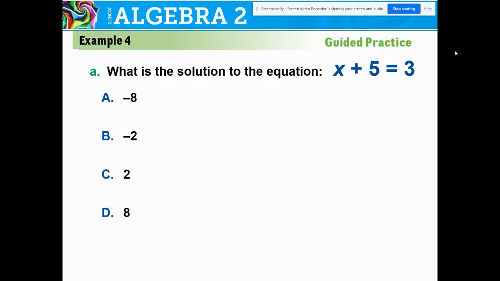Here's another one. What is the solution to this equation? Get rid of your 5's by subtracting 5 on both sides. M is -2, which is B.